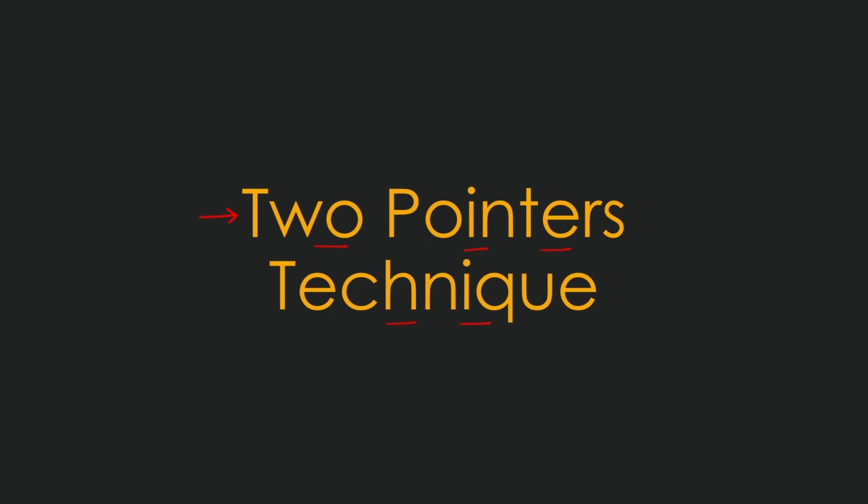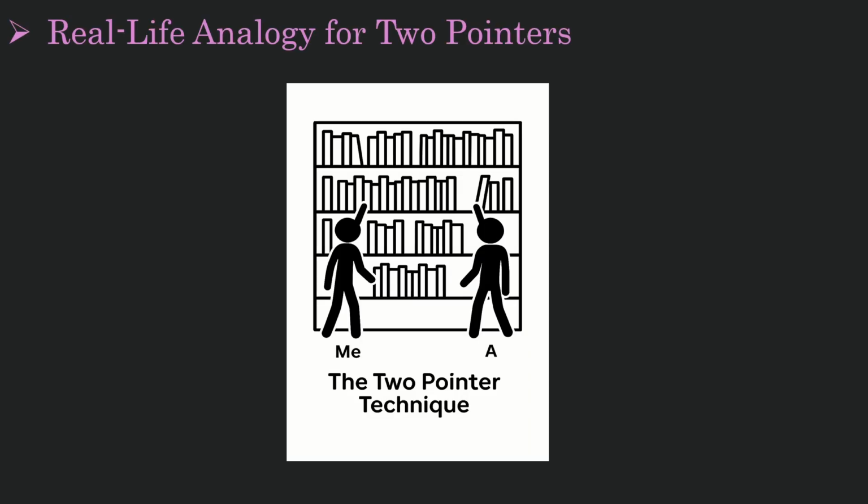Ready? Let's get started. Picture you and I searching for a book on a sorted bookshelf. I start at the left end, you start at the right, and we move toward each other, checking books as we go. That's the two-pointer technique. Two markers, or pointers, moving across an array to find a solution. We're a team, working from opposite ends or side by side to solve the problem.